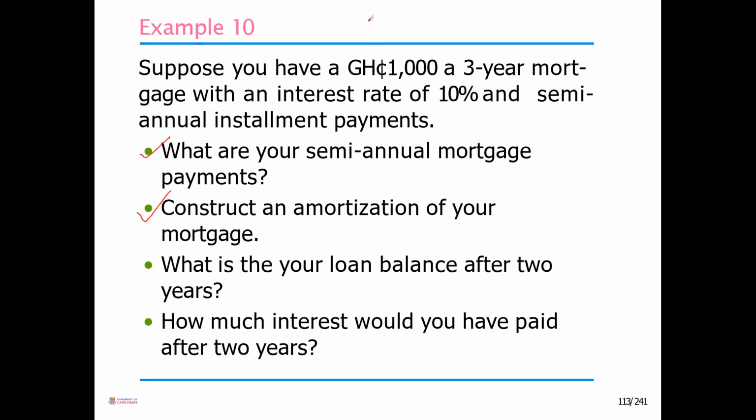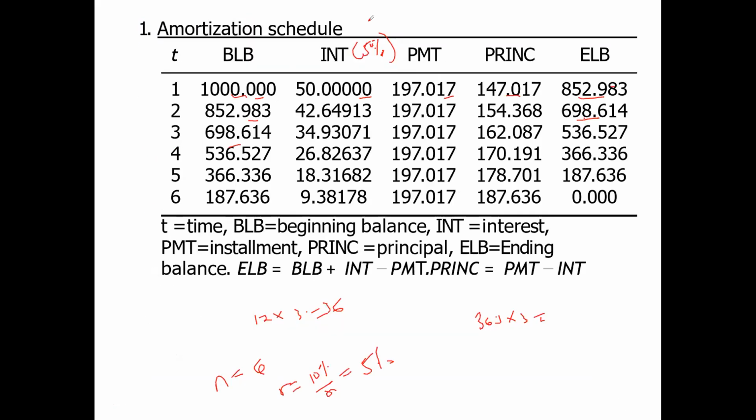What is your loan balance after 2 years? Now, after 2 years means that after 4 semi-annual payments, that's the meaning. After 2 years means after 4 semi-annual payments. If it was monthly, it would have been after 24 months.